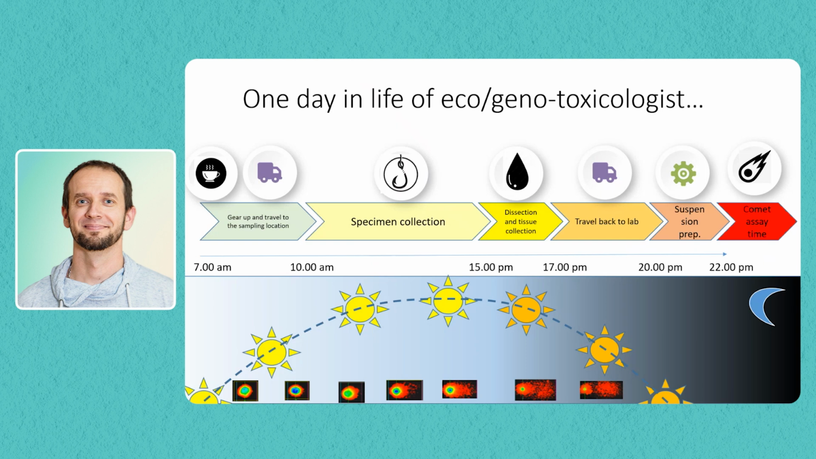So when we have collected the specimens, we are doing dissection and tissue collection. We usually do it in the field. Then we have to travel back to the laboratory. We have to prepare the cell suspensions to check cell viability. It's already night, and then at 10 p.m. we have to start doing Comet Assay. We're all very tired, and it's becoming exhausting.